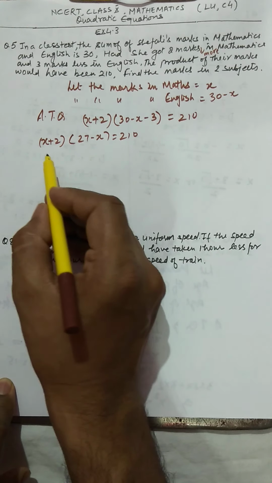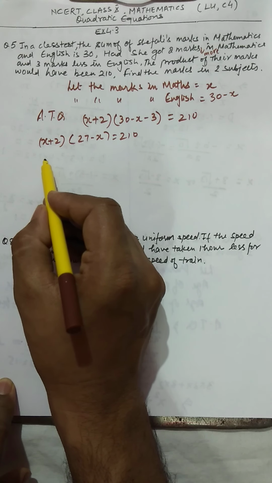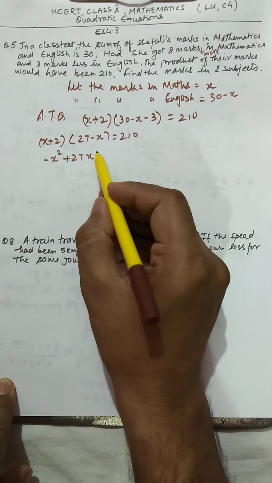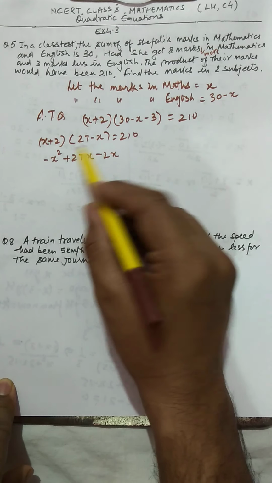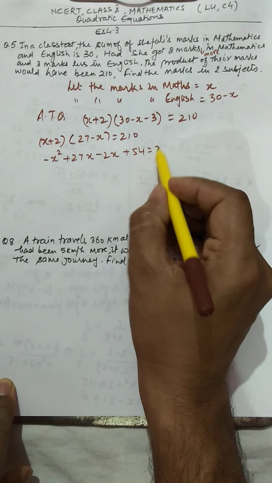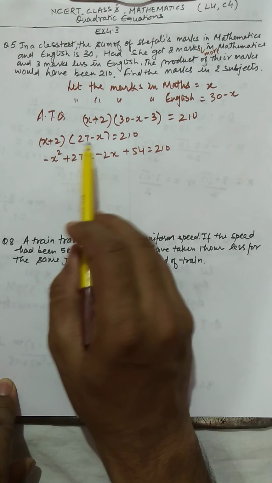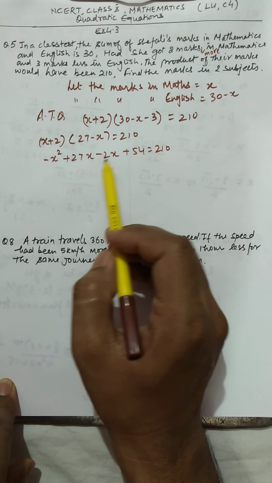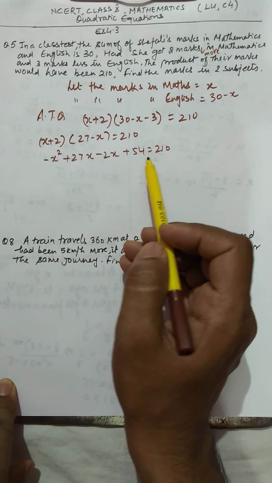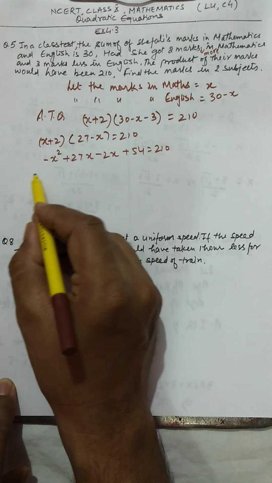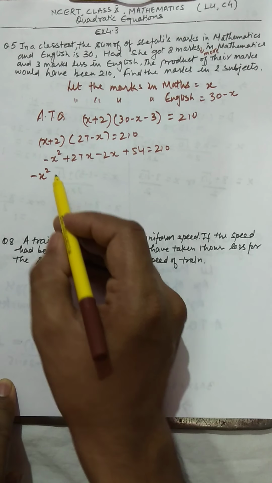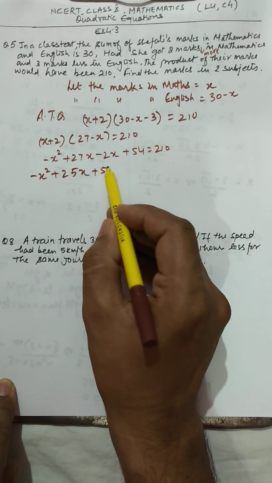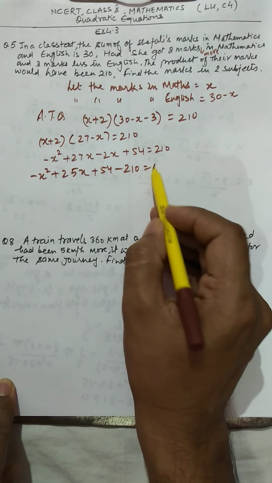So I can open this bracket. It becomes minus x square, plus 27x, minus 2x, and 2 into 27 is 54, equal to 210. We can verify again: x into minus x is minus x square, 27 into x is 27x, 2 into minus x is minus 2x, and 2 into 27 is 54, and 210. This is fine. So this is now minus x square plus 25x plus 54, and 210 you bring to this side, equal to 0.